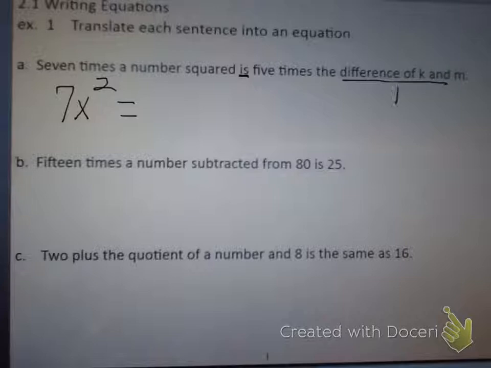Difference of k and m is k minus m. And I have to multiply 5 times all of that. So I'm going to put k minus m in parentheses.